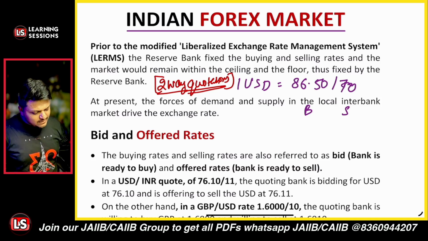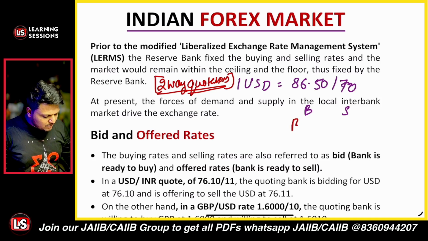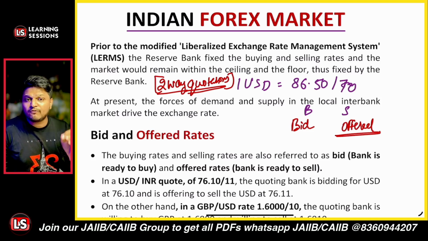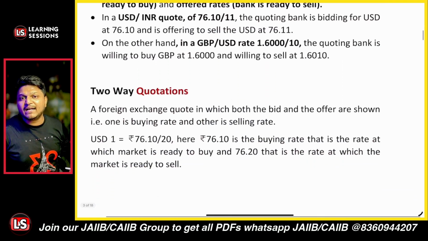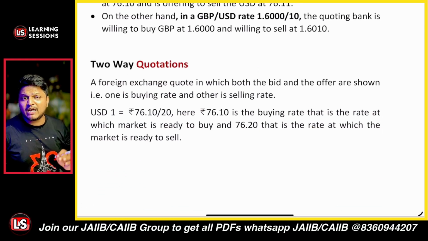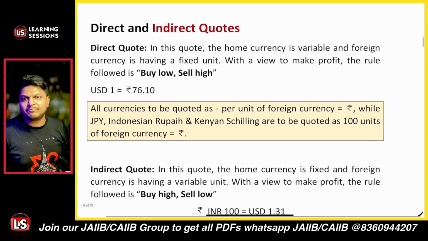So those two prices are there. We also name the buying rate to be the bid rate and the selling rate to be the offered rate. So here the bid rate is 86.50 and the selling rate or the offered rate is 86.70, right? And after that, the same thing is written over here related to the two-way quotation: in the same quotation you have the buying rate as well as the selling rate, at which the bank is ready to sell.